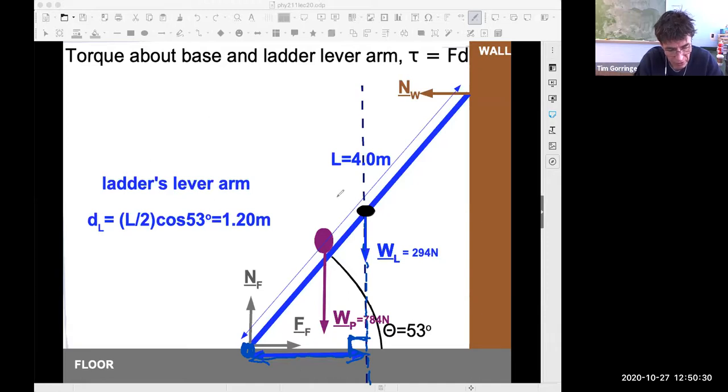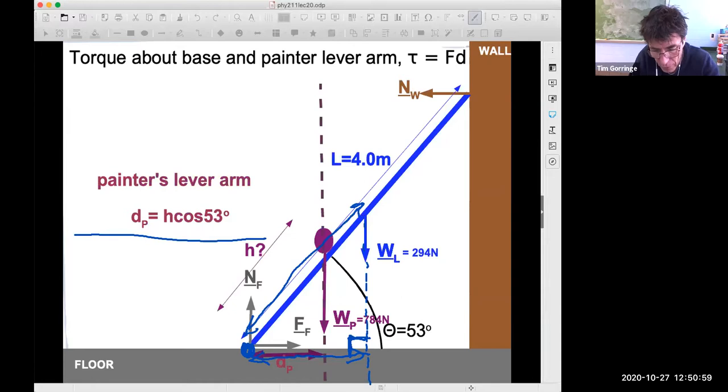Also, notice this time that the hypotenuse of the triangle is not the entire length of the ladder, but half the length of the ladder. But anyway, if you take this right angle triangle, you can calculate the lever arm for the ladder. And that came out to be 1.2 meters. So that was the second lever arm that I've calculated. There's one more. Let's do that quickly.